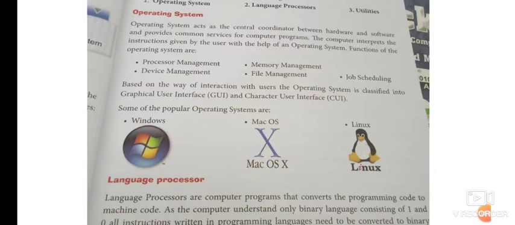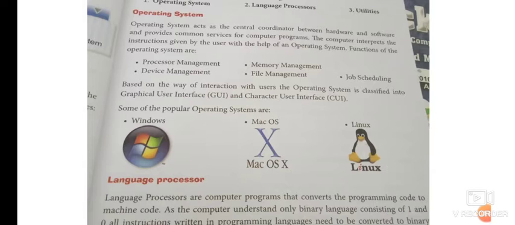Job scheduling: when a job will stay in the memory, when a job will run. These all come under job scheduling. When a processor will be assigned to a job, when a job will wait, when a job will run, when a job will execute, when a job will be ready. These are all job scheduling, and it is done by the operating system.